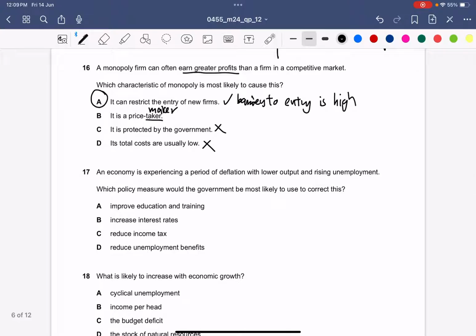17. An economy is experiencing a period of deflation, with lower outputs and rising unemployment. Which policy measure would the government be most likely to use to correct this? Correct this, so it means the government aims to reduce deflation. So how to do this? Government needs to increase the total demand in the economy.